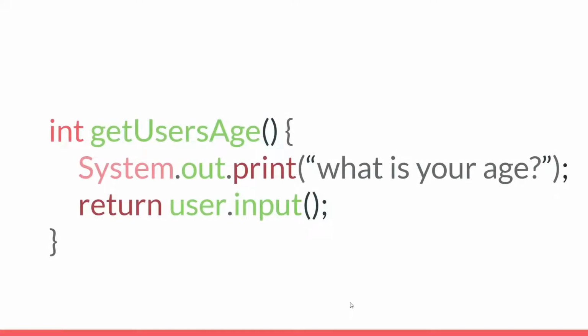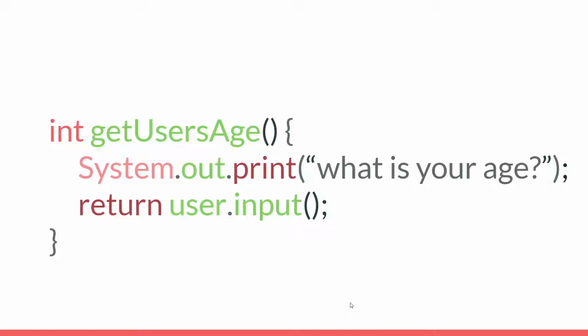So if we look at this example in actual Java code, you'll see that we have a method, and this method evaluates to an integer, and it's called getUsersAge. Each time this method is used, it will print to the console, what is your age? And then it will return that value to wherever you've called the method. So whenever you need to throughout your code, you could call this method in order to retrieve the user's age once again.